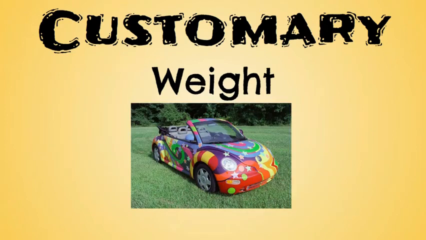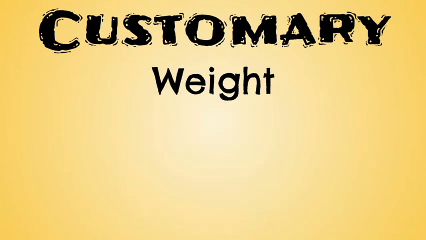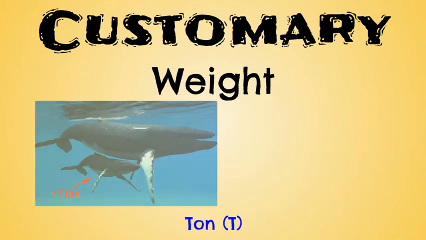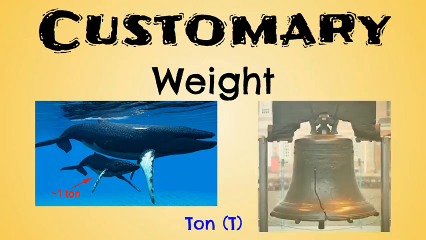And last but not least is our ton. A Volkswagen Bug weighs about 1 ton. Did you know a baby whale weighs about 1 ton? And our Liberty Bell, the symbol for independence, also weighs a ton.